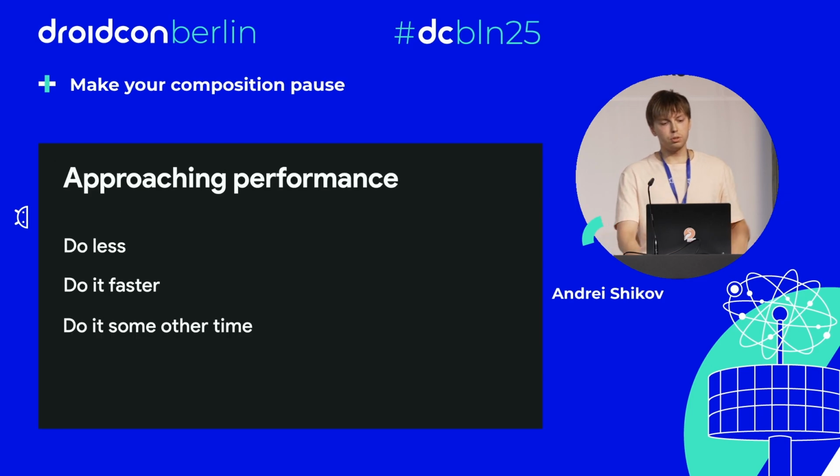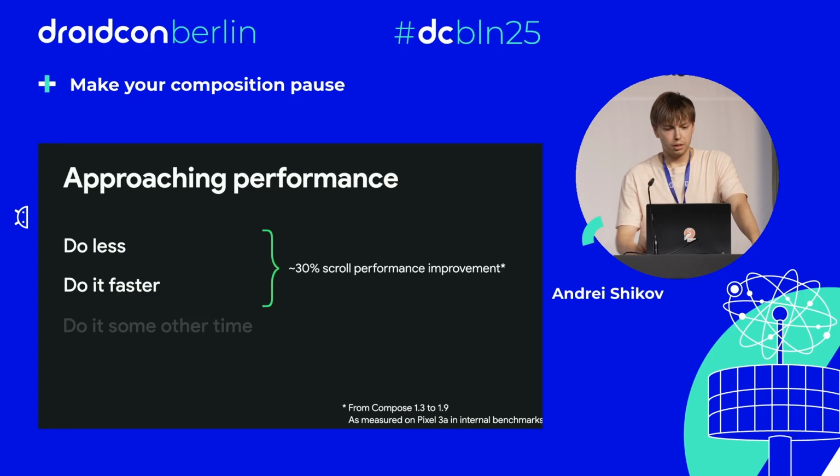What we're actually going to focus on in these next 2 years is the first two things in the pipeline, the approach and performance. We're actually going to do less, and improve what composition does. We also improved modifiers quite significantly, and got about 30% scroll performance improvement out of all of the optimizations that we did between 1.3 and 1.9. And this is already great. We no longer drop as many frames as we used to. The performance is no longer that bad.